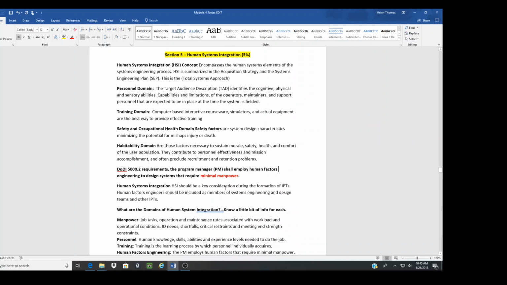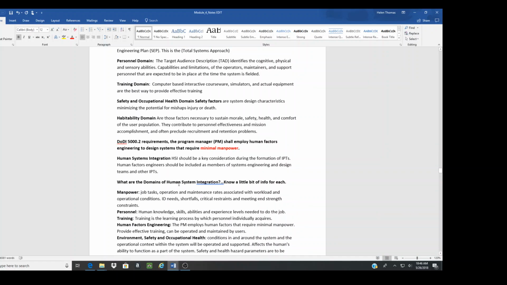The HSI should be a key consideration during the formation of those program planning teams, IPTs, integrated planning teams. Human factors engineers should be included as members, so you should have a representative thinking on the human perspective as you're going through the engineering development of that system.